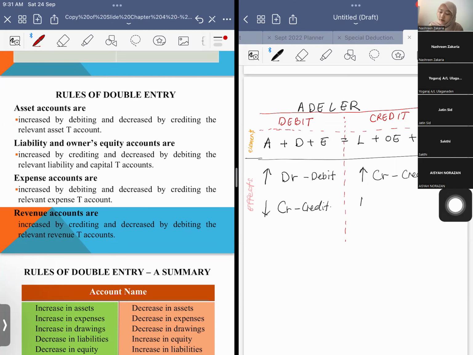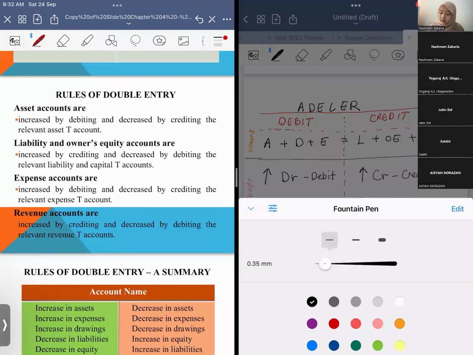But what if it's decreasing? It means that we have already settled all of our liability, all of the loan. Our liability is reducing or decreasing. So when it's decreasing, we need to debit the accounts. Debit.